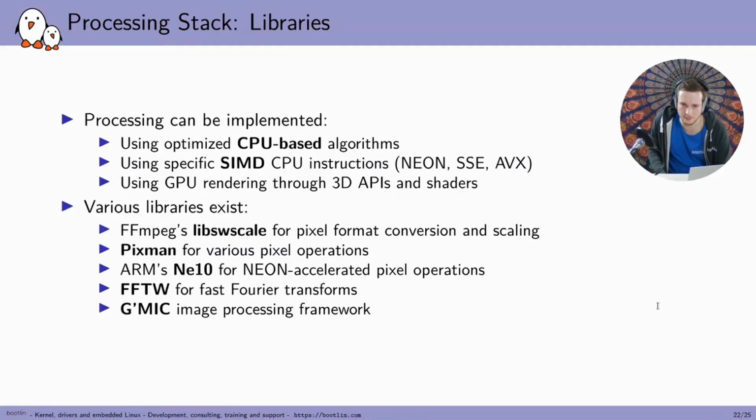A very common one is FFmpeg's libswscale, which allows doing pixel format conversion as well as scaling. Another one is Pixman, that is really used a lot. It allows doing some pixel operations. And then I've also put a few other examples of implementations like Ne10, which is specific to ARM processors with NEON accelerated implementations, and so on.